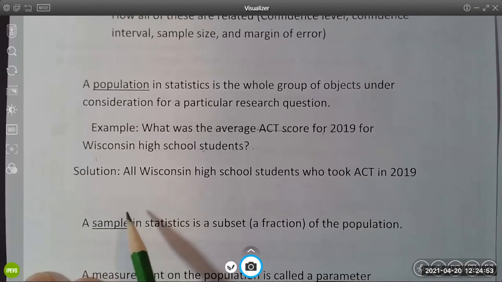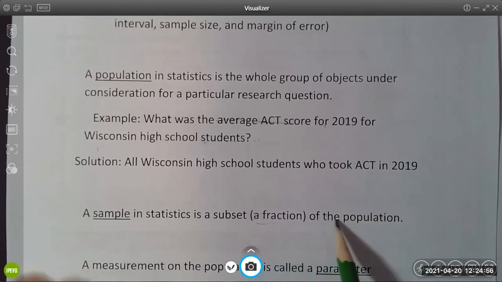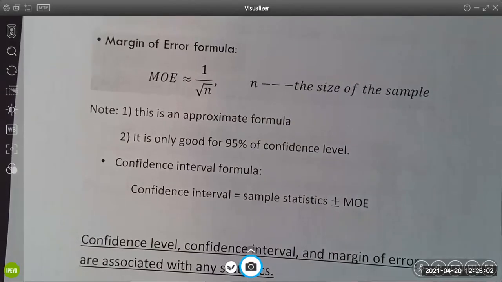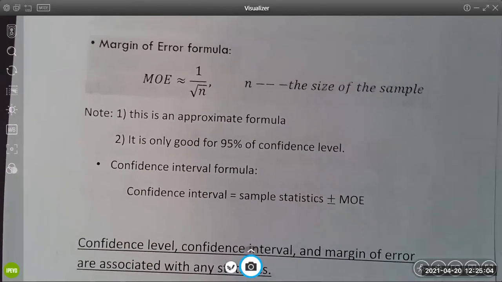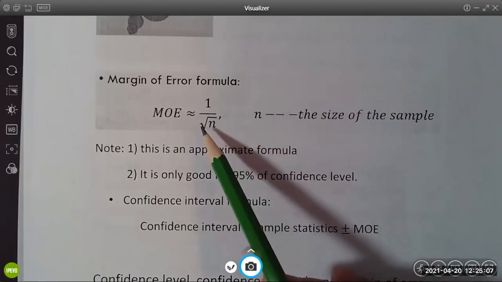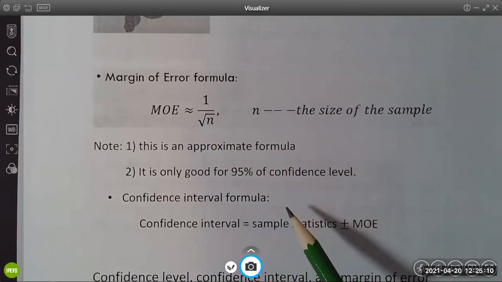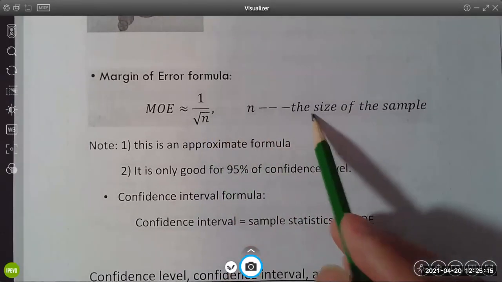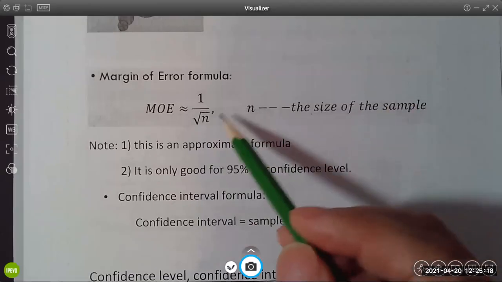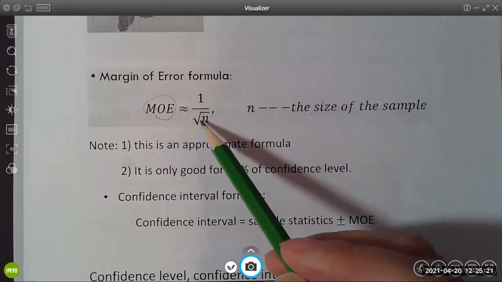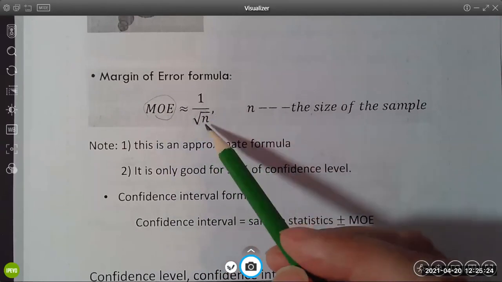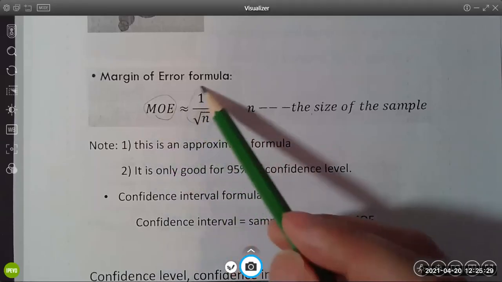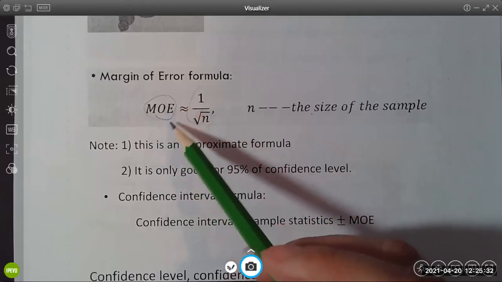A sample is just a subset or a fraction of the population. So we already mentioned that. Now let's look at a real example here. And this is the formula to calculate the margin of error. It looks like a very simple formula, and N here is the sample size. Apparently, the margin of error depends on the sample size, right? Now, when we increase N, when we increase the sample size, the result of this calculation will give us a smaller margin of error, which makes sense, right?